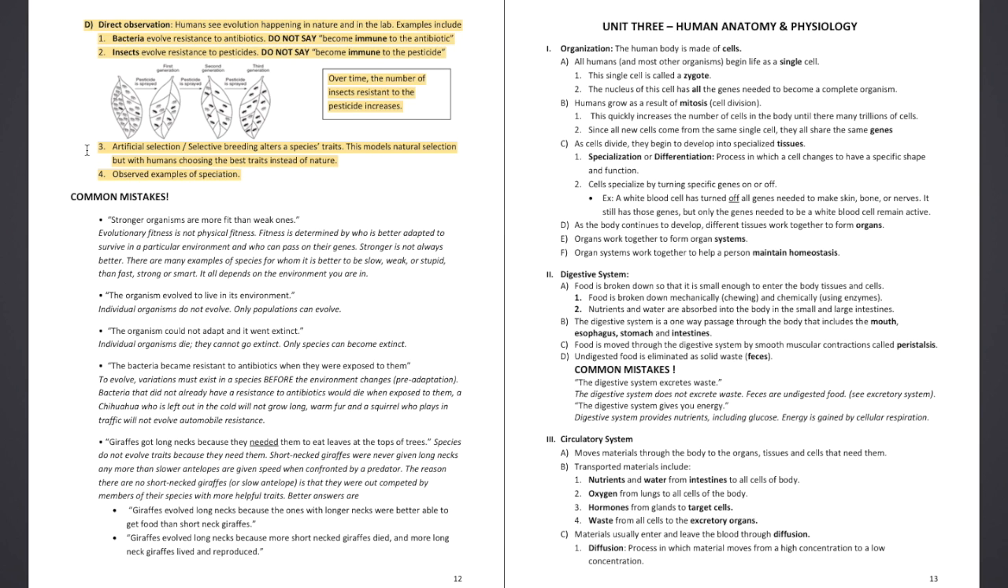3. Artificial selection, selective breeding, alters a species' traits. This models natural selection, but with humans choosing the best traits instead of nature. 4. Observed examples of speciation. Mistakes.